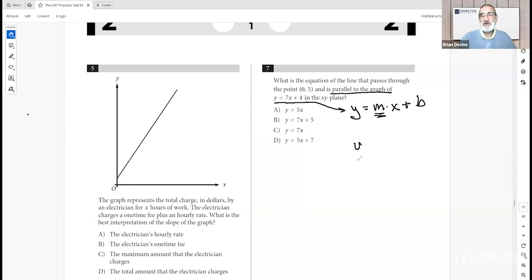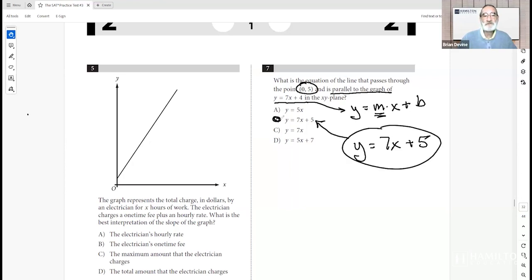So I know that it's going to be y equals 7x. And they told me that the y-intercept was at 5. So 7x plus 5. And the answer I can see is right here in front of me, B. So B is the correct answer.